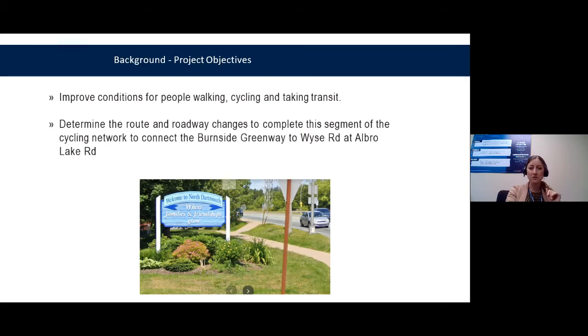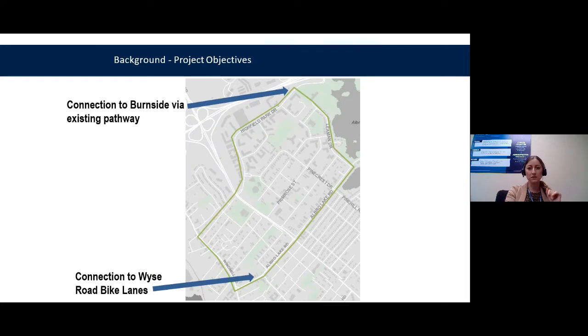So I have a little map just so you can better get a sense of these two destinations. At the top, you can see the connection to Burnside via the existing pathway. Right up near the corner of Lehman and Highfield, there's a paved pathway that ends at Lehman Drive near the elementary school. And that path will take you all the way to Burnside so that people can access that destination by foot or by bike.